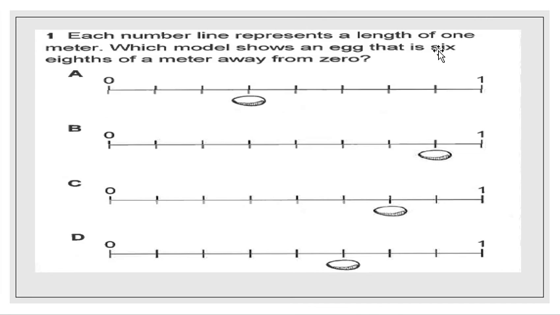So first do a process of elimination. Figure out which number lines do not have 8 parts from right here to right here. And then from there, just count each part and figure out where the egg lies, okay? And if it helps you, you can count backwards. So once you know what the whole of this number line is, make that whole right here, okay?